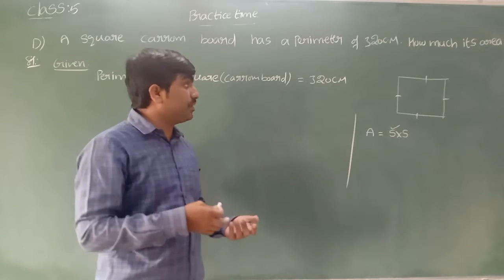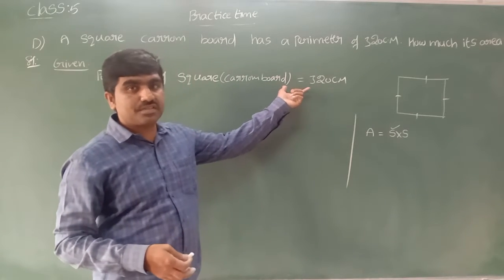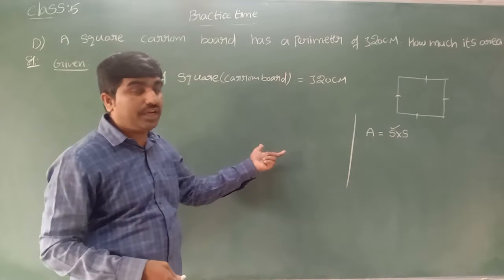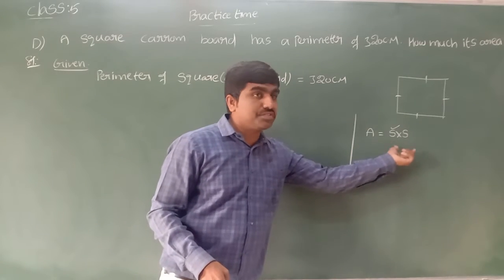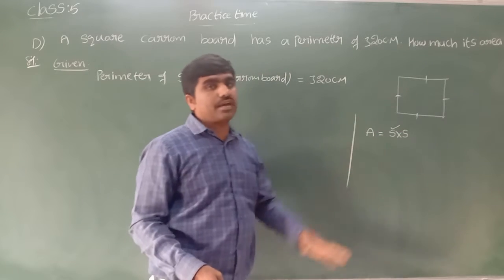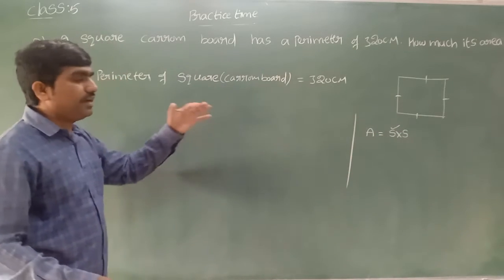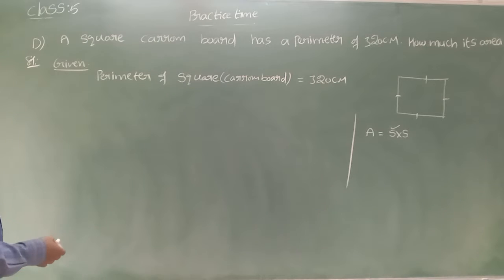So how can you find the length of the side? With the help of this, we need to find the length of the side. After getting the length of the side, we can substitute here, which gives the area of the square carom board. Now try to find the side of a square.